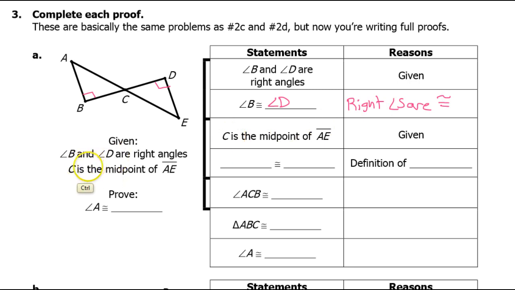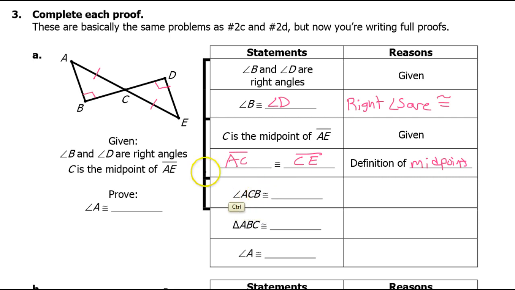Now, we're also given that C is the midpoint of AE. Alright, fine. But that means, so here's AE, so that means that AC is going to be congruent to CE. Alright, so segment AC is going to be congruent to segment CE. And of course, that's the definition of midpoint. Alright, they just said C is the midpoint, so these are congruent by definition of midpoint. Now, in addition to that, well, that's the end of the given. So what else you got?